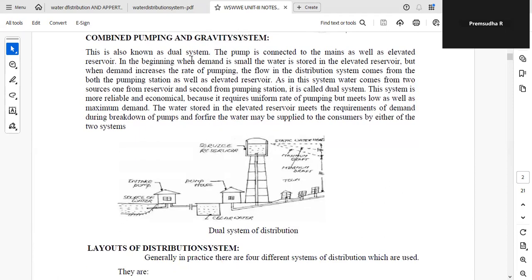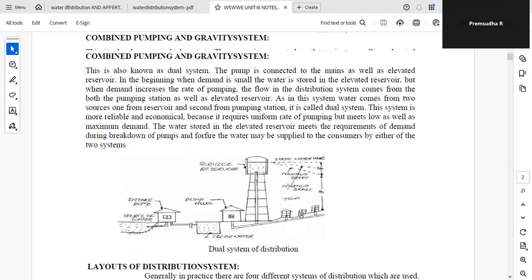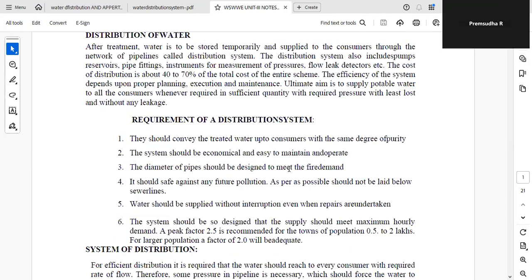Then the combined pumping and gravity system, also known as the dual system. The pump is connected to the main as well as the elevated reservoir. In the beginning, when the demand is small, the water is stored in the elevated reservoir, but when the demand increases, the rate of pumping is increased. So the flow in the distribution comes from the pumping station as well as the elevated reservoir. Here are the elevated reservoir and the pump house. Water through the pump house is taken to the distribution. So this is the combined gravity and pumping system.